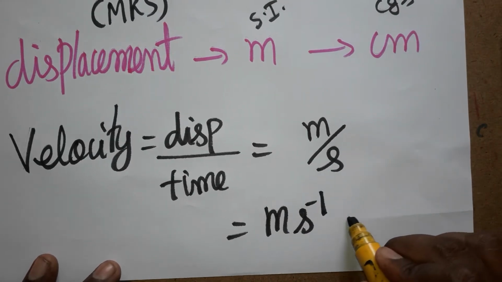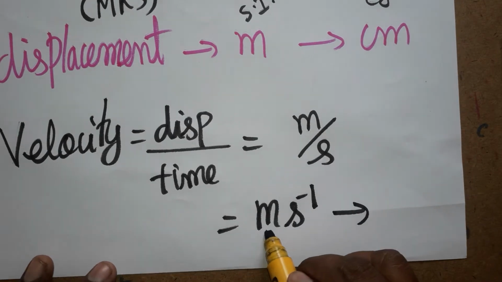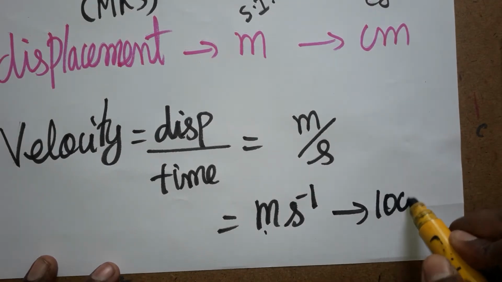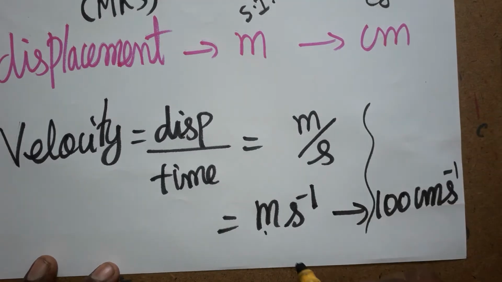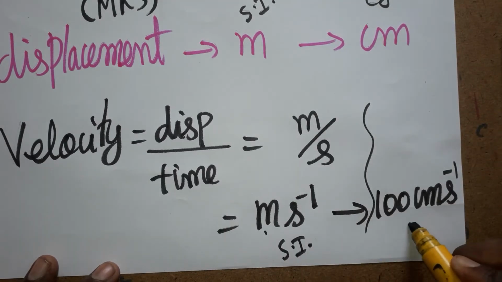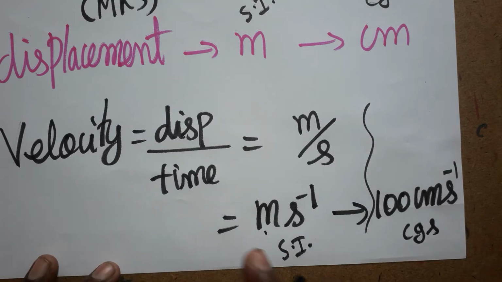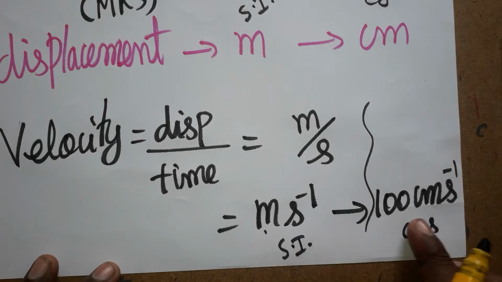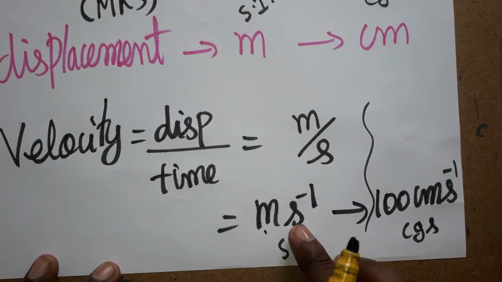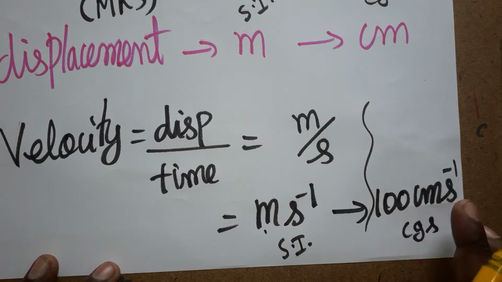The same unit I am going to convert in the CGS system. Meter becomes centimeter, 100 centimeter, and second stays second only. This one follows the SI system, and this one follows the CGS system. The velocity in SI system is meter second inverse, in CGS system centimeter second inverse. So what is the relation? 100 is the relation: 1 meter second inverse is equal to 100 centimeter second inverse.